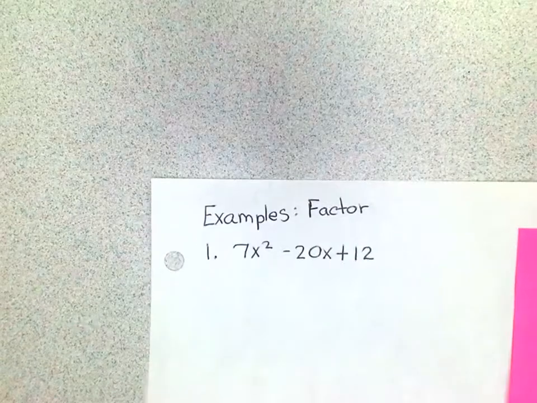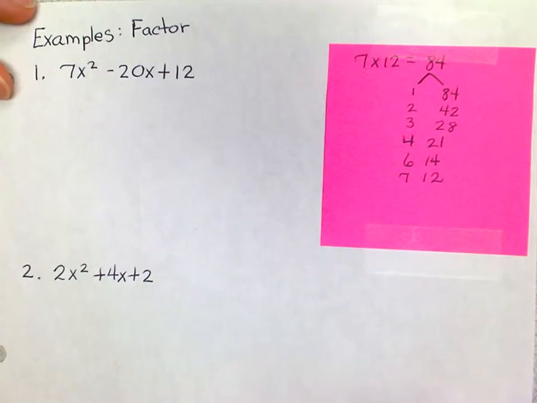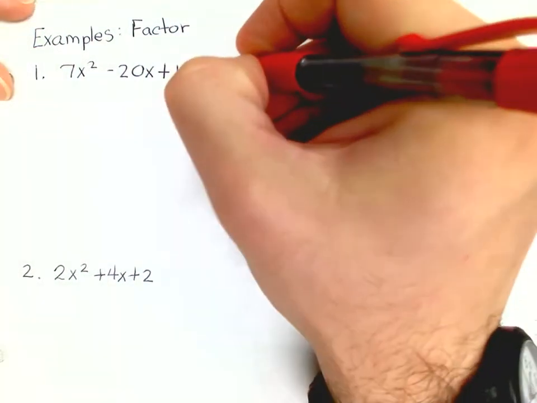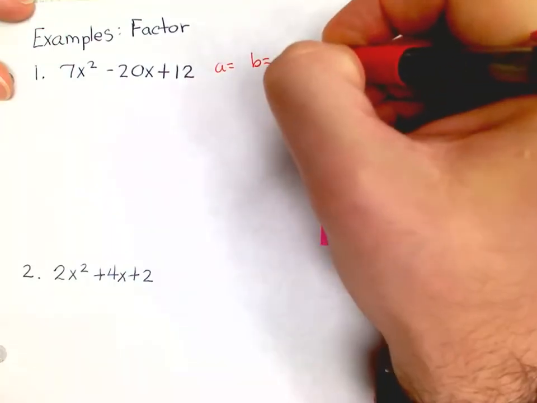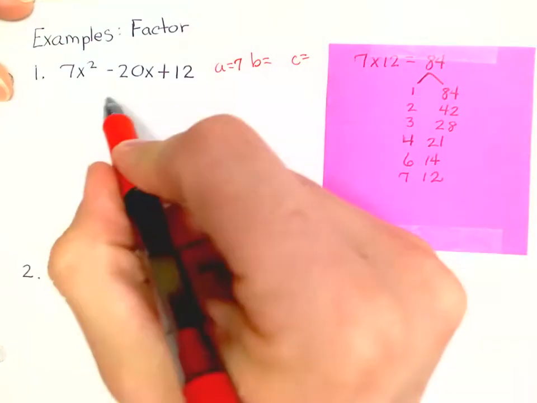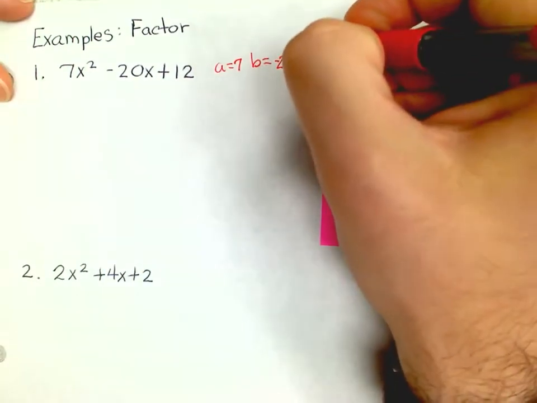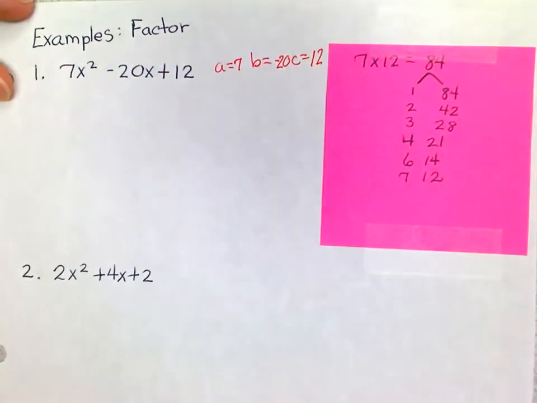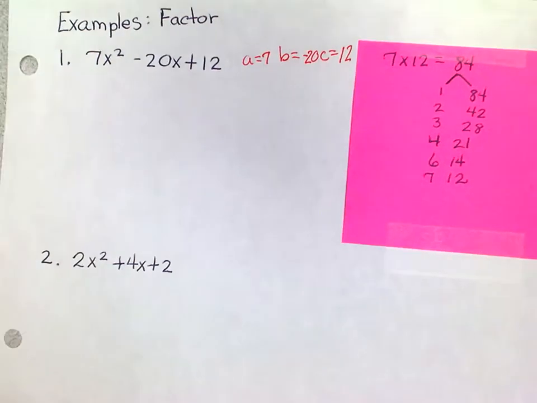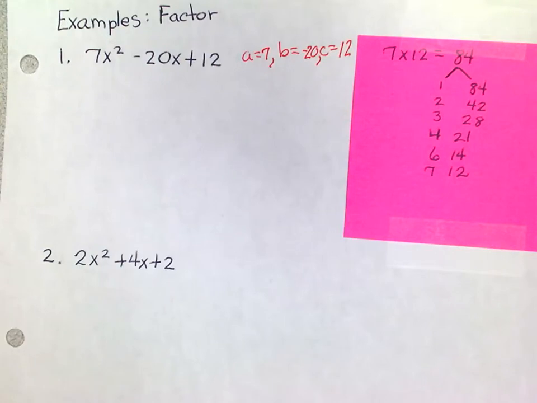Alrighty, so let's look at some other examples using our procedure. So examples, the instructions are just to factor. So what we want to do first, identify A, B, and C. In this case, A will be 7 because it is with the x squared. B will be the negative 20 because it's just with the regular x. And C will be 12 because it's just a regular number with nothing attached to it. I'm going to put commas after these to separate the terms.